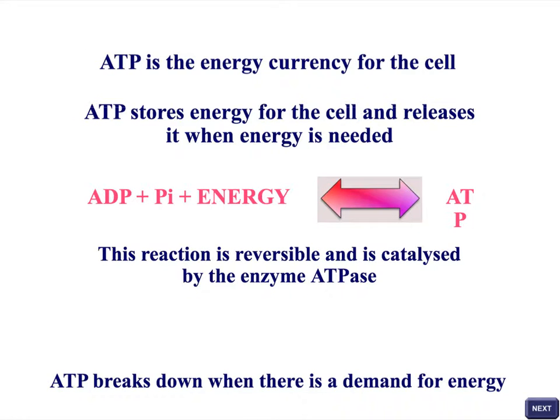So just very quickly, ATP is an energy currency for the cell. It mainly stores the energy for the cell and releases it when it's needed. So you can see that you get a reaction between ATP, and then when the phosphate is removed, energy is released. This reaction is reversible. It's catalyzed as well by ATPase. ATP breaks down when there is a demand for energy, so where there's high metabolism in such things as your muscles.